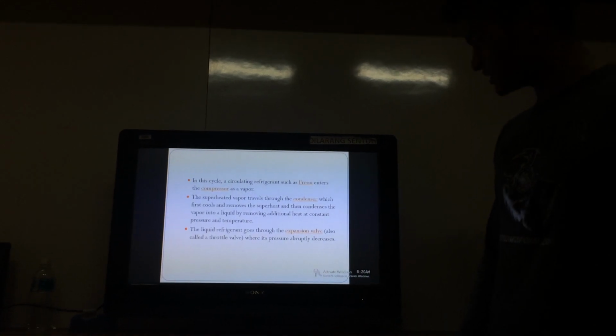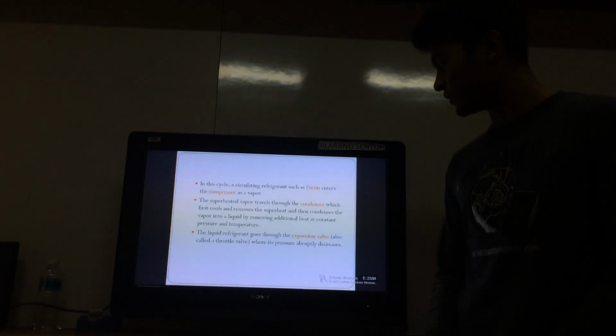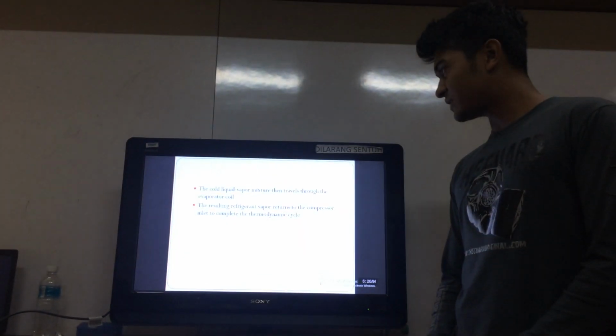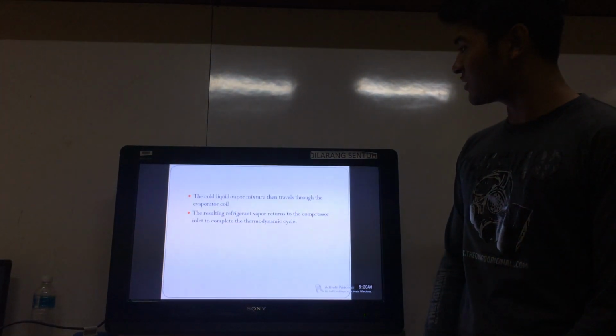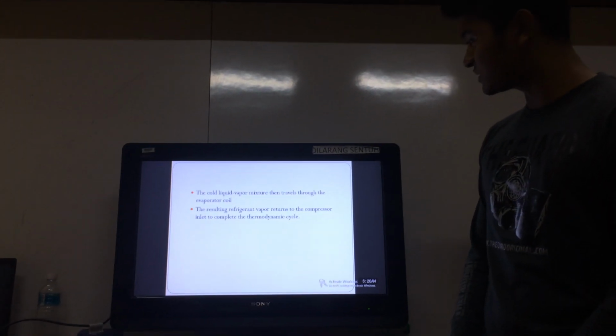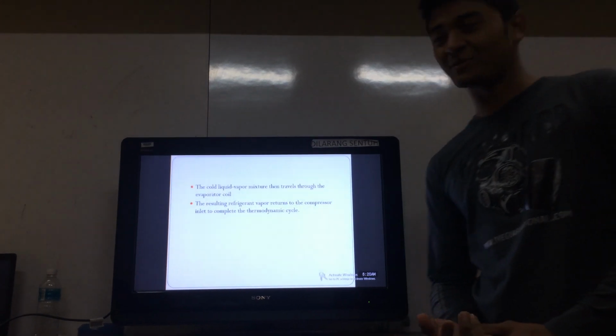After that, the liquid refrigerant goes through the expansion valve, also called the throttle valve, where its pressure abruptly decreases. Then the cool liquid-vapor mixture travels through the evaporator coil. And lastly, the resulting vapor returns to the compressor inlet to complete the thermodynamic cycle.